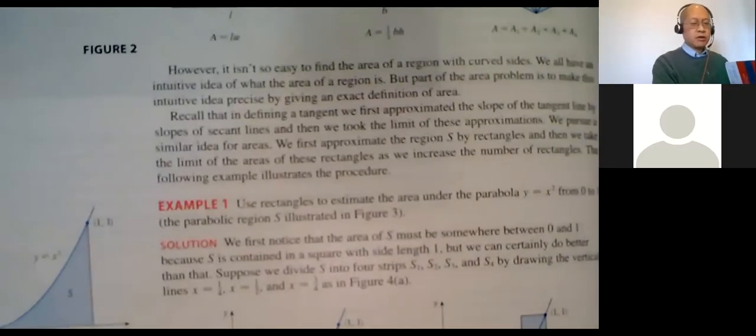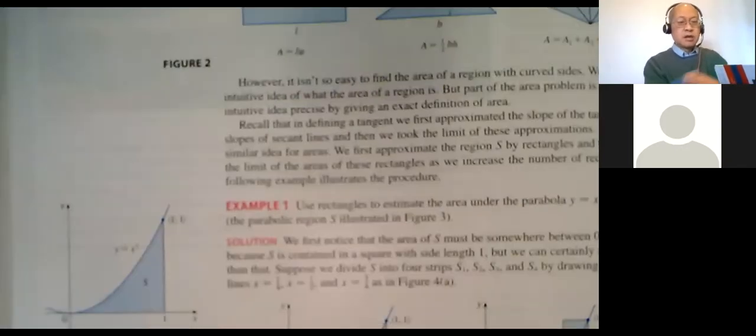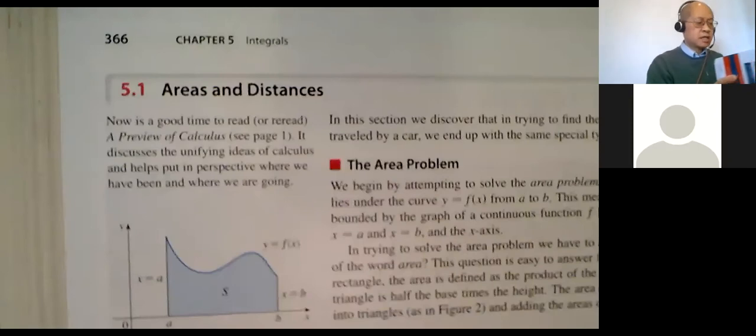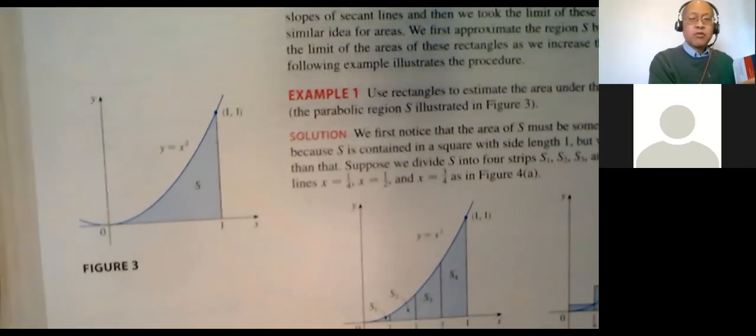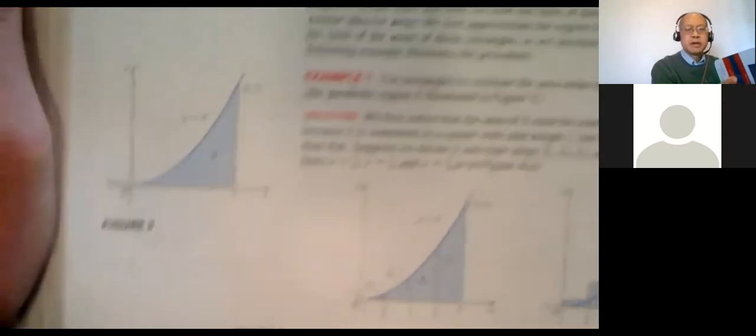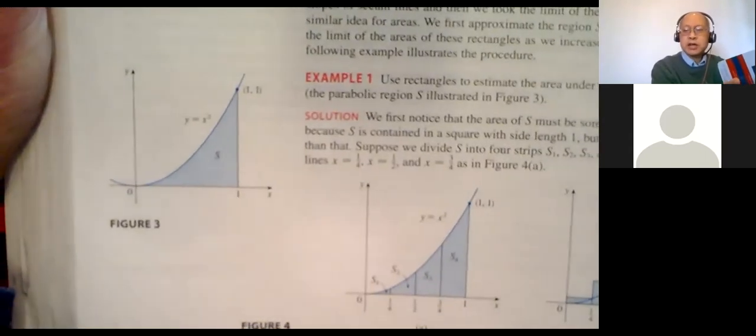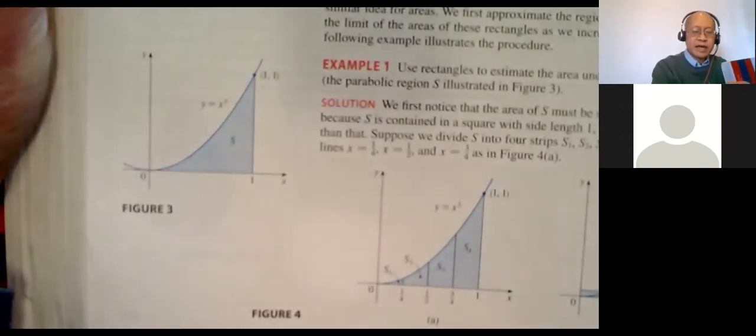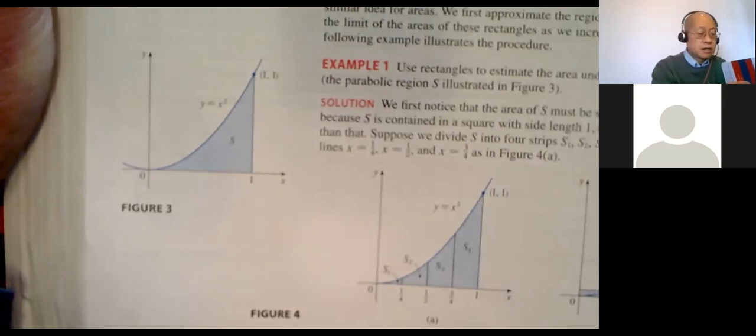First thing we can do as a try, which actually doesn't answer the question, but figure 3, page 366. Y equals x squared between 0 and 1, right? I'm trying to find the area under that curve. Because it's a curve, right now it seems like, hey, I don't know what to do. I'm stuck. How do I figure it out, right?